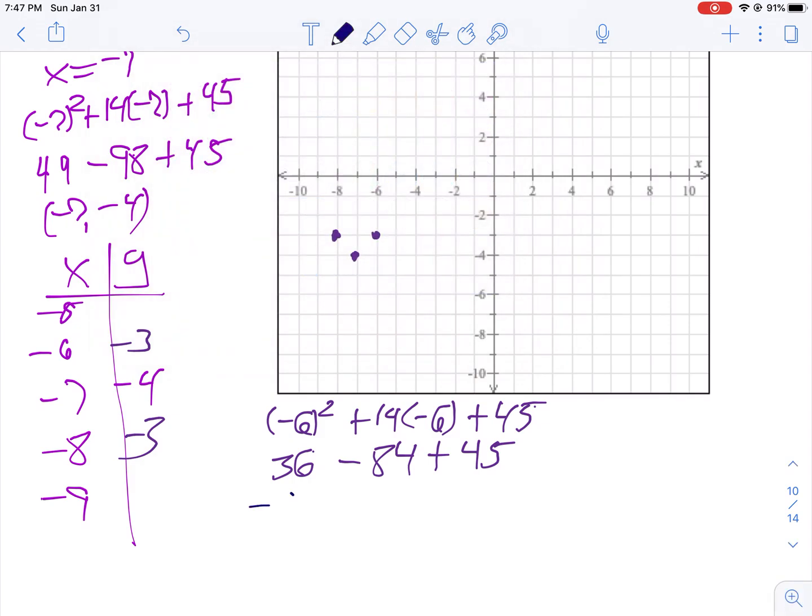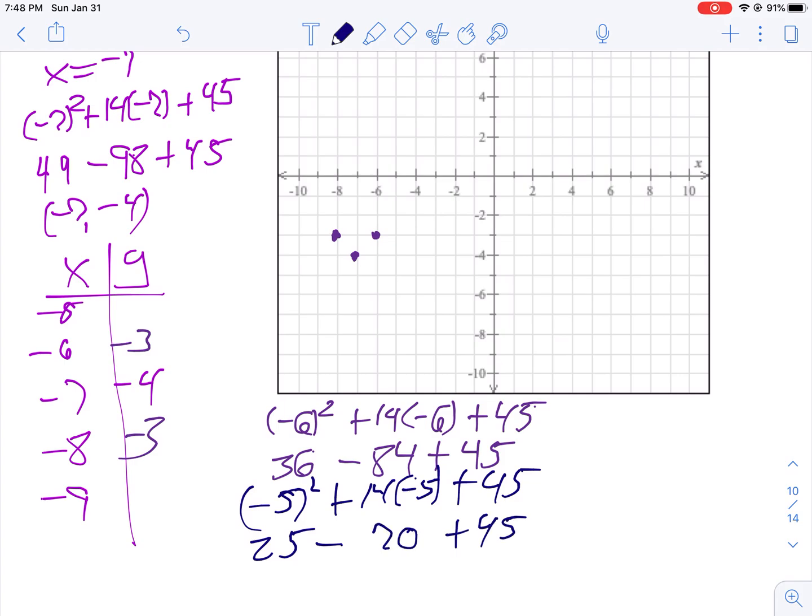So I'm going to say -5 squared plus 14 times -5 plus 45. -5 squared is positive 25. 14 times 5, well, that's going to be a negative, isn't it? 5 times 4 is 20, so I get -70 plus 45. Well, 25 plus 45 is 70, so I get 0. So in other words, I'm at -5, I'm at 0. I'm at -9, I'm at 0.